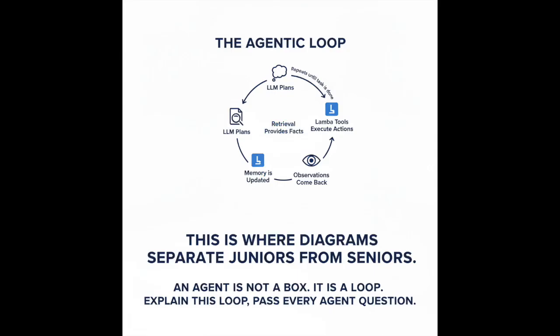Now we add agents. This is where diagrams separate juniors from seniors. An agent is not a box, it is a loop. The diagram must show that the LLM plans, retrieval provides facts, Lambda tools execute actions, observations come back, memory is updated, and the loop repeats until the task is done. If you can explain that loop in your diagram, you pass every agent question.